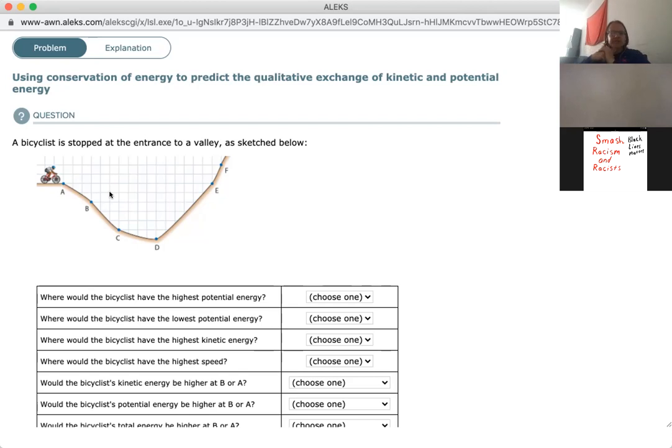Where would the bicyclist have the highest kinetic energy? Now that's a little trickier, right? Because you don't see him moving, right? But we kind of have an idea that as you fall, you go faster, faster, faster, faster, right? And then eventually when you hit the bottom, that's when you're going the fastest. Your fastest speed will be at the bottom. And that's when you have the least potential. Then what happens is, as you go back up the hill, that kinetic energy is reconverted into potential.